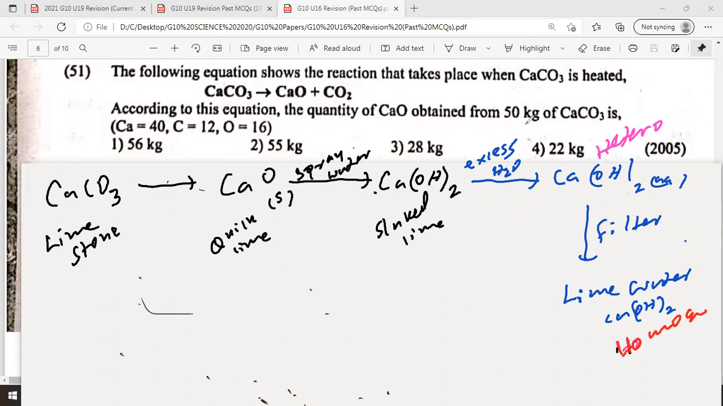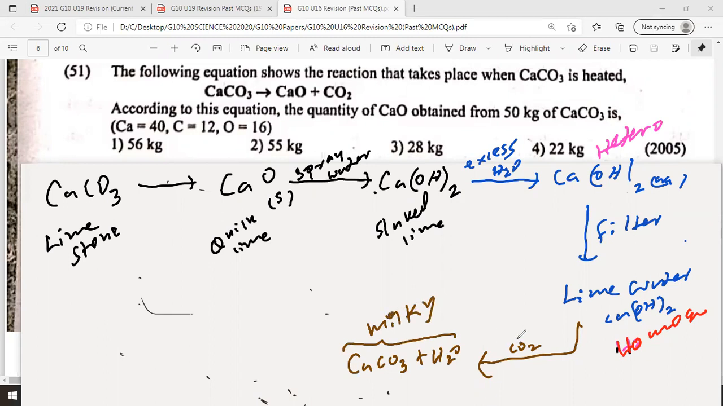If you pass carbon dioxide gas into lime water, look at the screen, it turns milky white. What happened? It reacts to form calcium carbonate and water, CaCO3 plus H2O. This is the milky white. This is how you identify carbon dioxide gas in the lab. You pass CO2 gas into lime water, then you get milky white. That is how you identify carbon dioxide.